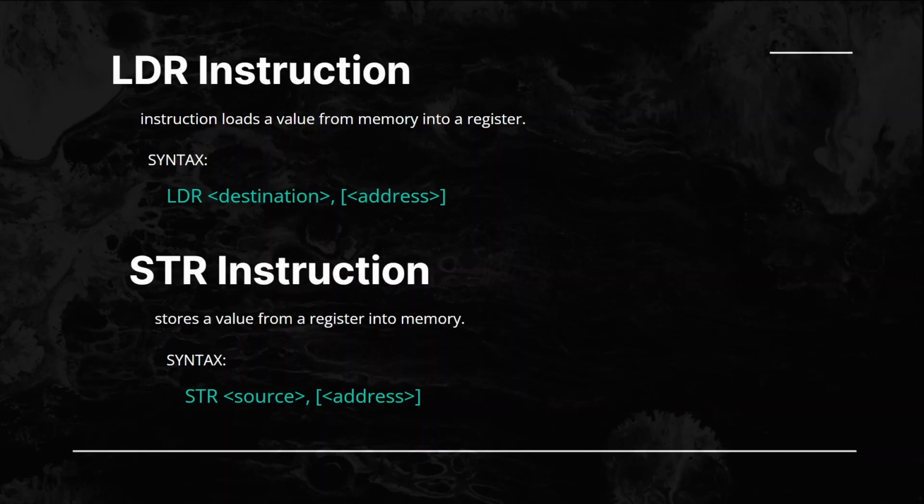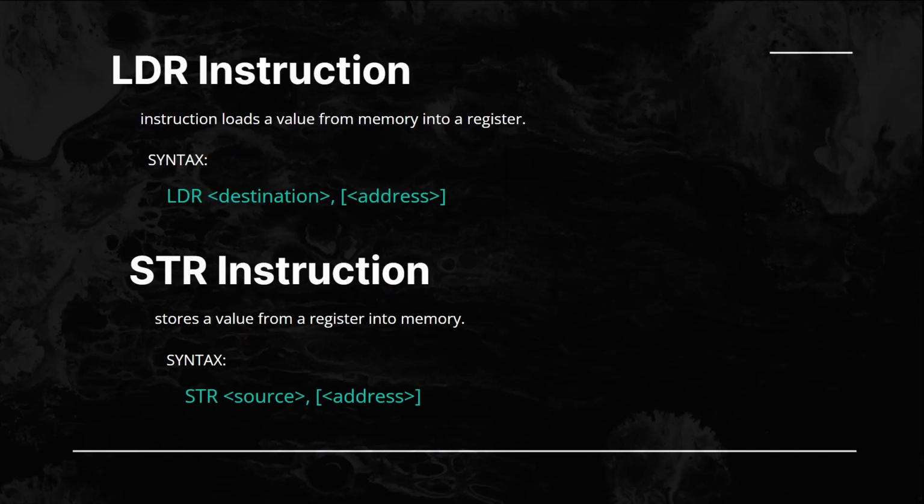Now let's start with the load and store instruction. These two instructions are the foundational instructions for moving data between registers and the main memory. Unlike Intel architecture, in ARM architecture only these two instructions are capable of moving data between registers and the main memory. The LDR, or load instruction, loads the value from memory into a register, while the store instruction stores the value from a register into memory.